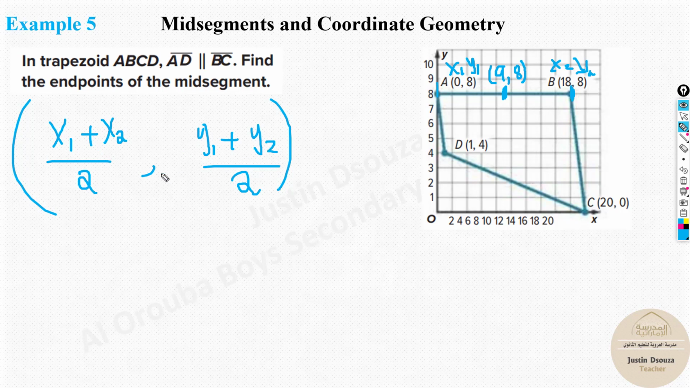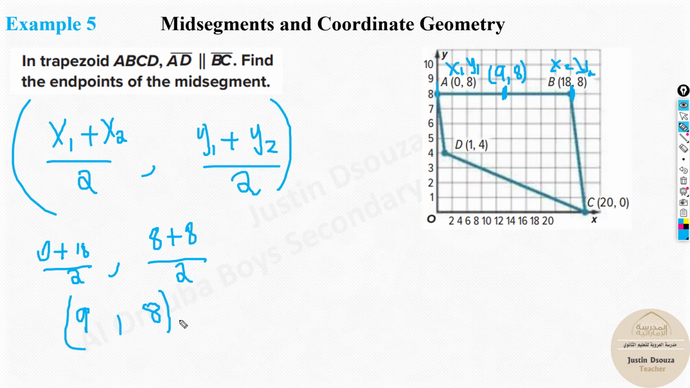Or you can use this formula. Let me just show you. x1 plus x2, it is 0 plus 18 divided by 2, y1 plus y2 will be 8 plus 8 divided by 2. If you take the average of the same number, it will be the same number itself. It will be 8 over here. 18 by 2 is 9 because it's added with 0. So this is the answer.